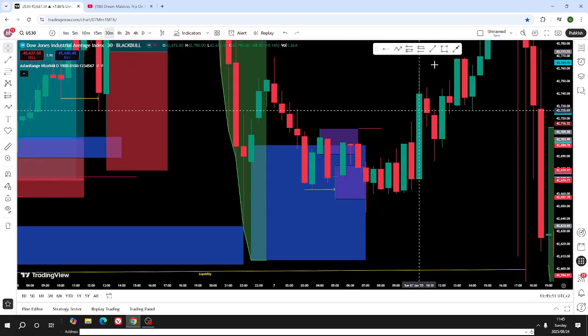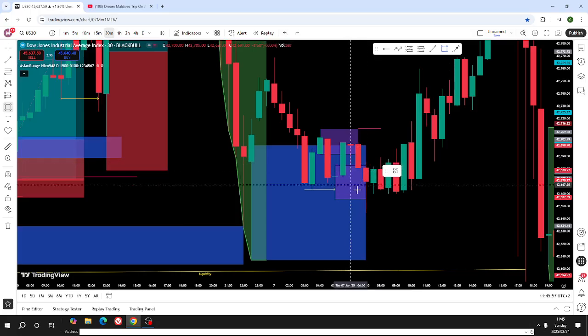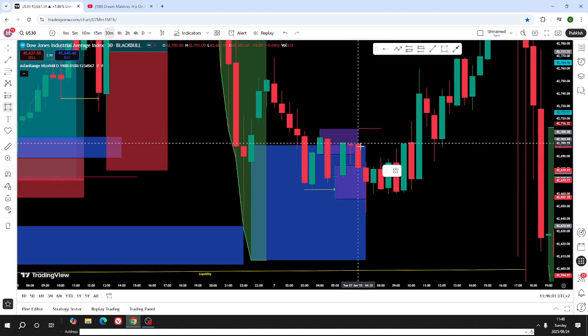And then now we will see maybe something like pin bars rejecting this supply over here, this demand, showing that this demand is strong.